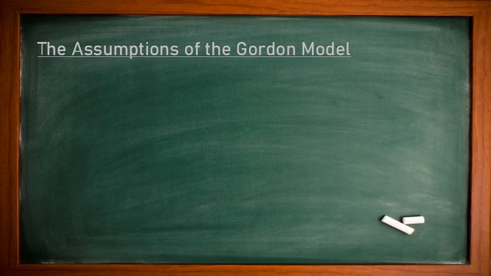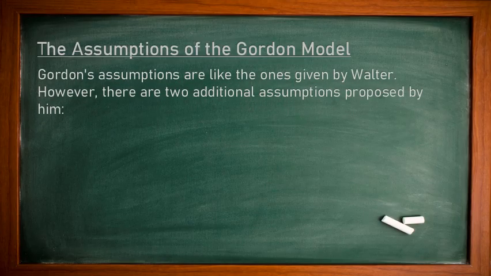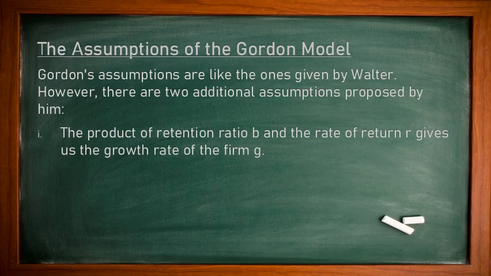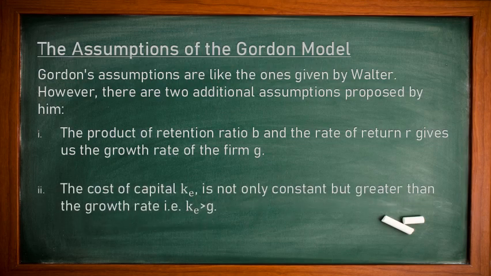The assumptions of the Gordon model. Gordon's assumptions are like the ones given by Walter. However, there are two additional assumptions proposed by him. Number one, the product of retention ratio B and the rate of return R gives us the growth rate G. Number two, the cost of capital KE is not only constant but greater than the growth rate, that is, KE is greater than G.